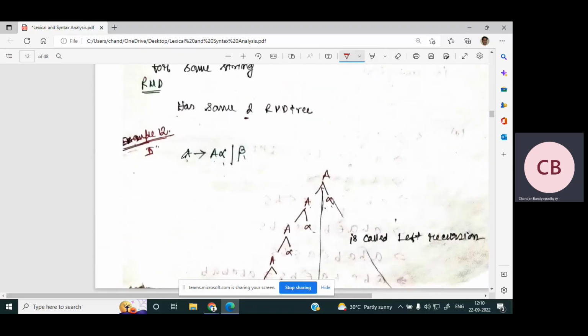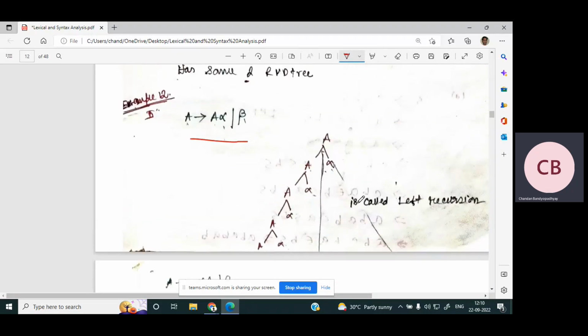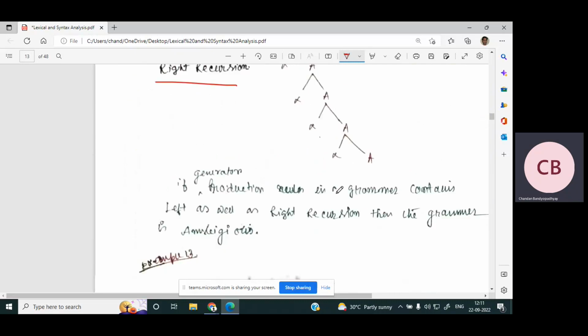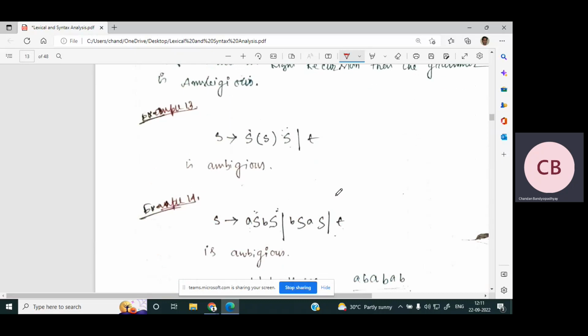Here I have shown the left recursion part that you can follow, and also the right recursion part I have talked about. For this grammar, example number 13, if you consider, these are the production rules: Vn, sigma, P and S. Vn actually is S. Sigma means the two bracket symbols, and epsilon also comes under sigma. The production rule is this one, and the start symbol is S.